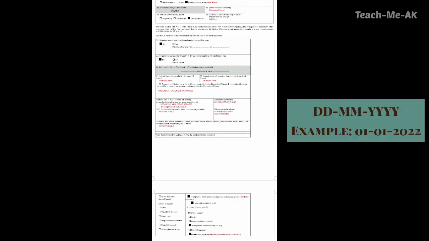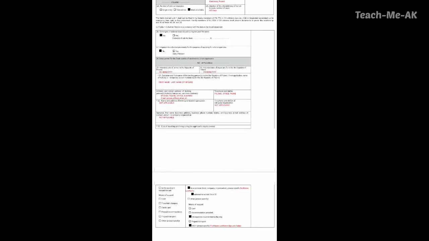So going to the 29th question, which is intended date of arrival to the Republic of Poland. Here it should be your travel date when you are actually starting to Poland, in the format of DD-MMM-YYYY.